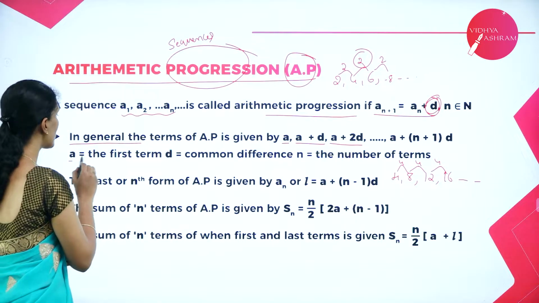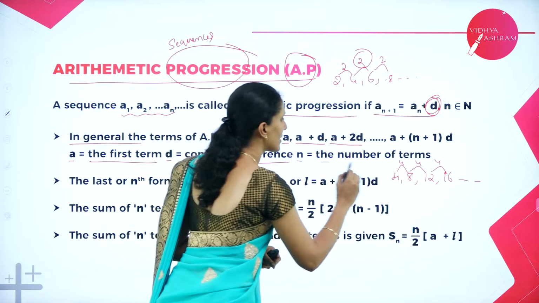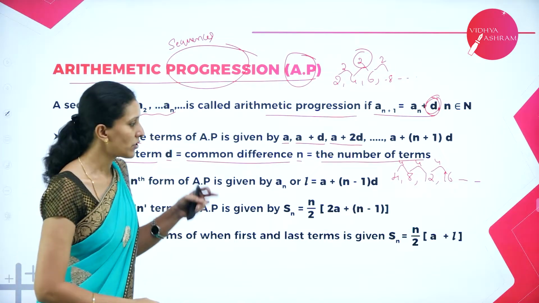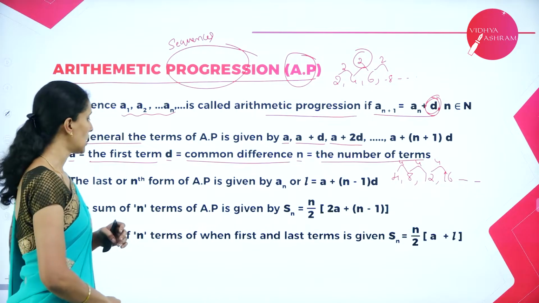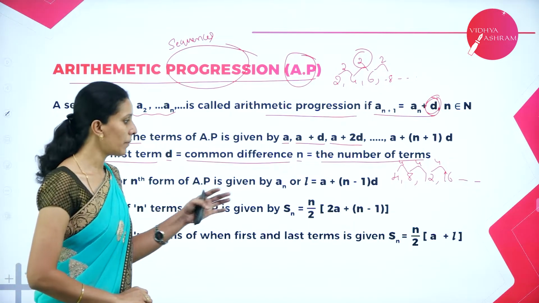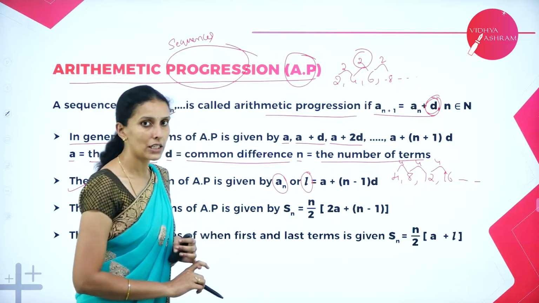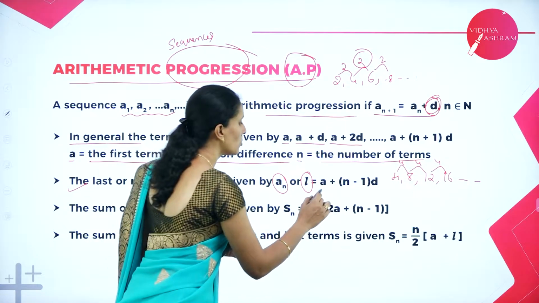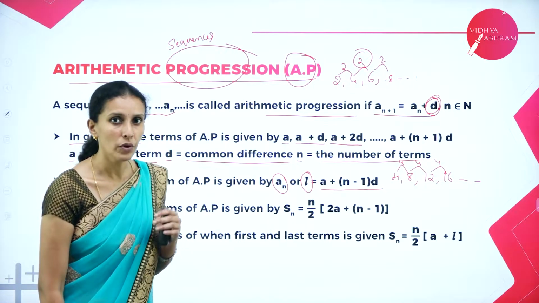Here, A is called the first term, D is the common difference, and N indicates the number of terms. So, however many terms they ask you to write, you are supposed to arrange them in an arithmetic sequence. Next, the last term or the nth term of an AP can be written as AN or L. L may indicate the last term, otherwise we will write it in the form of AN. It is usually given by A plus N minus 1 into D.